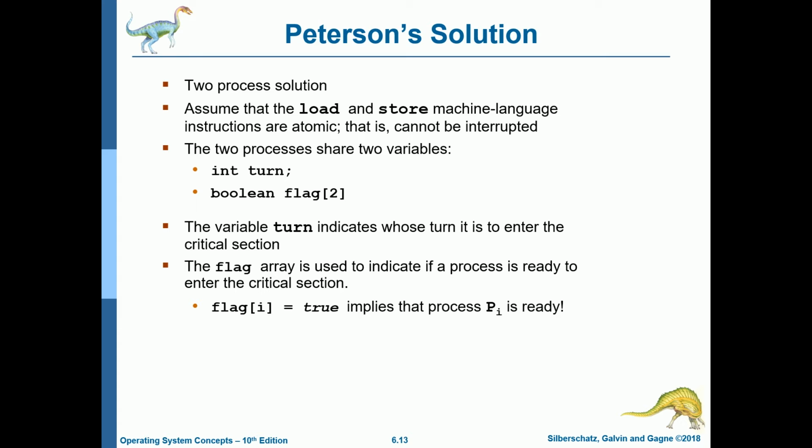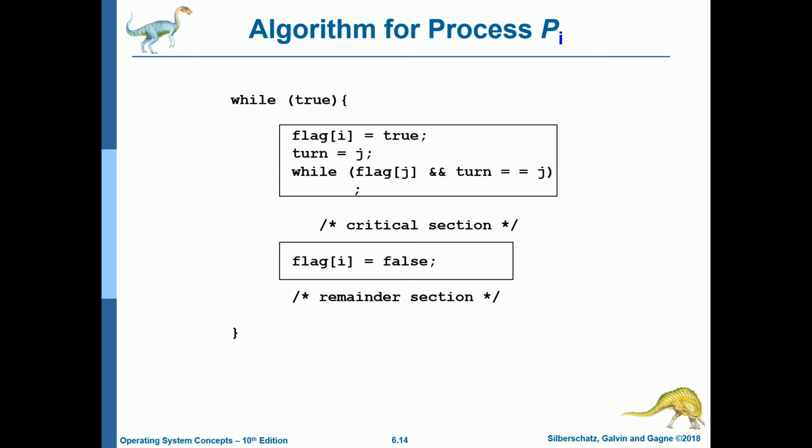So now that we have this in place, we are ready to describe the algorithm. Here is an example implementation of the Peterson solution. To enter the critical section, process P sub i first has to set flag of i to be true, and then it sets the turn value to j, thereby asserting that if another process wishes to enter the critical section, it can do so.